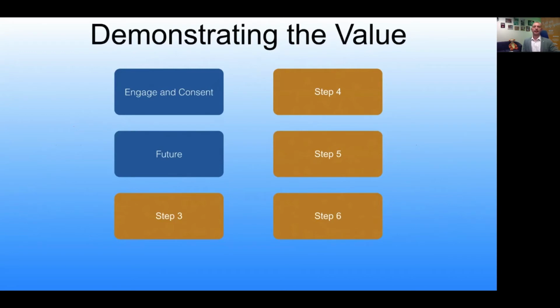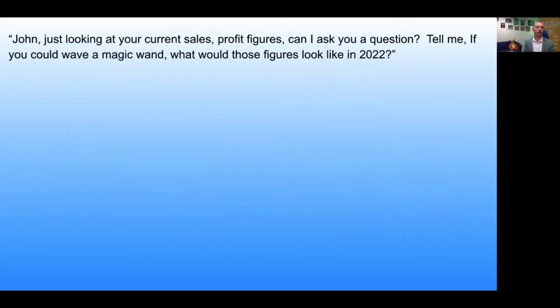The next one then is just find out what their aspirations are about the future of their business. So it might be that you, as a starting point, given that you are their accountant, maybe you're sat in a year-end meeting, you've gone through some of the details in their compliance accounts, and then, and again, this is just a suggested wording, just looking at your current sales and profits figures, can I ask you a question? Tell me, if you could wave a magic wand, what would those figures look like in, say, 2023 years' time?